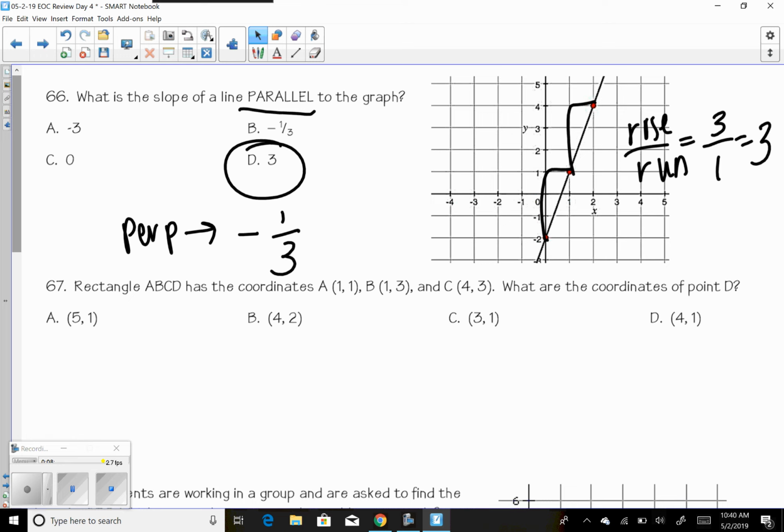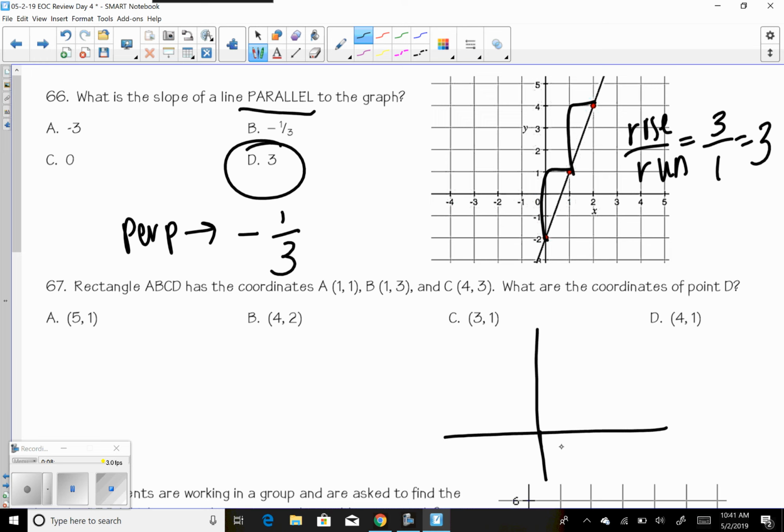So if I am just kind of sketching where this would go on a grid, okay, I'm going to do this here. So like 1, 1, that would be about right here. So we think that would be A. That's 1, 1. I'm just kind of making a rough sketch. B would be 1, 3. That might be up here. I'm trying to find, so I've been given 3 coordinates of a rectangle, and I'm trying to find coordinate D.